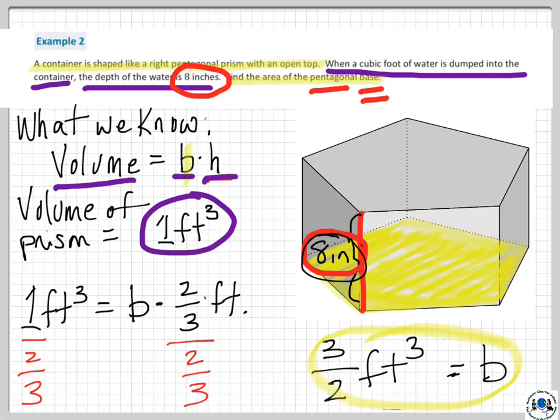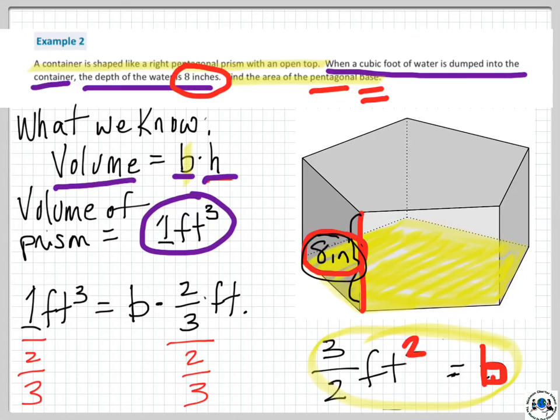Actually, let me take that back again. This is square feet. I'm confusing myself because we are actually solving for the base. We're solving for the base, and the base is an area number, and that area figure is, of course, going to be in square feet. So what we know now is that base is 3 over 2, or 1.5 square feet.